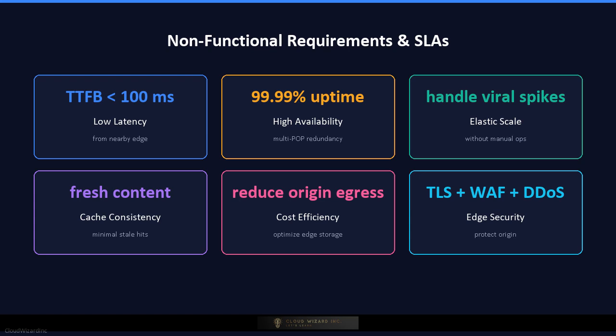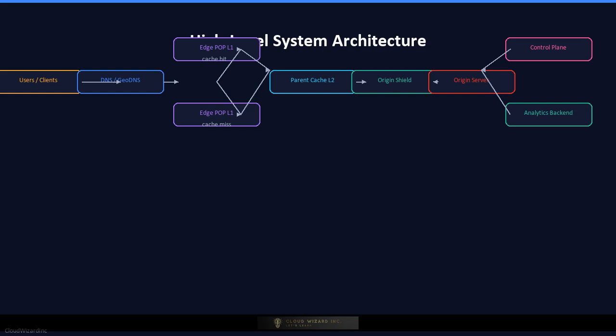Security is critical because the CDN terminates TLS and sits in front of the origin, so DDoS protection, WAF rules, and bot mitigation are essential. And finally, observability matters because operators need to detect cache failures, origin health issues, and regional latency regressions in real time. Here is the high-level system architecture.